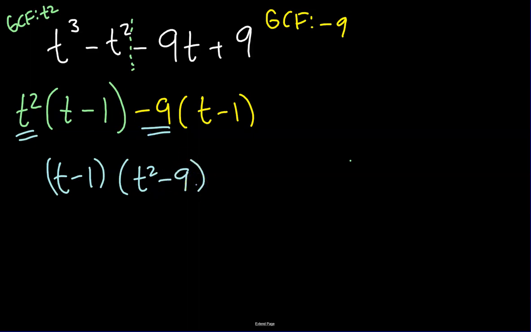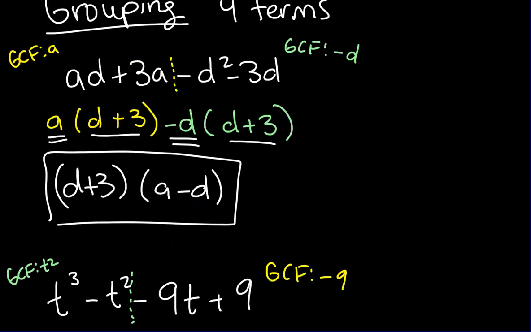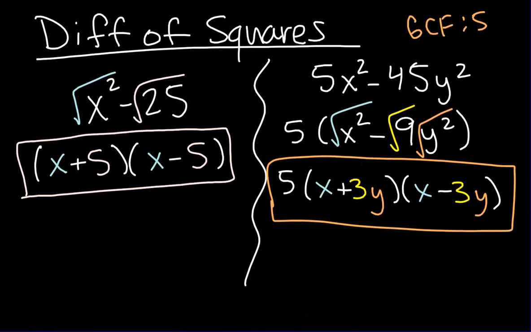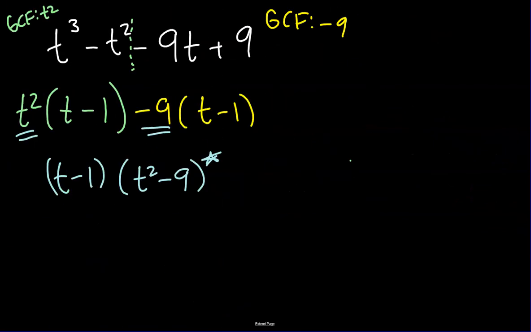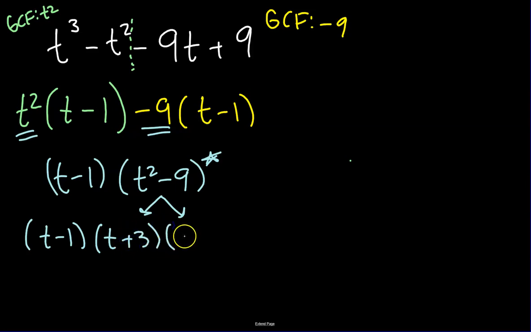Now, last time we got to this point, I was done, but not this time, because this should look familiar, like something we did not too long ago. Where was it? Up here, difference of squares. Do you agree that t squared is a perfect square and 9 is a perfect square? And there's a minus in between, so a difference of squares has shown up for us in our problem. So one more step. We're going to have t minus 1 still, and this guy's going to break apart into t, that's the square root of t squared, plus the square root of 9, which is 3, and then its conjugate, which will be t minus 3.